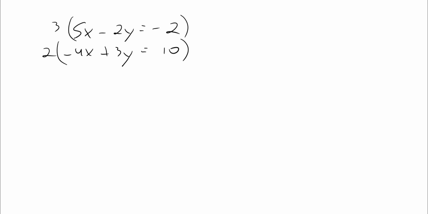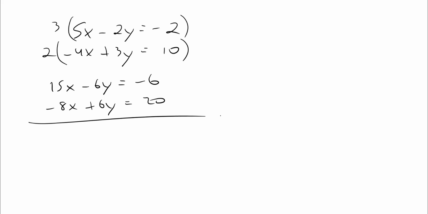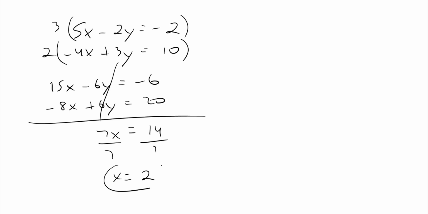Okay? So if I multiply the top, I get 15x minus 6y is equal to negative 6, and negative 8x plus 6y equals 20. Okay, so negative 6 plus 20 is positive 14. That cancels, and we get 15 minus 8 is 7x. Cool. Divide by 7, x equals 2. Okay, plug it back into that first one.